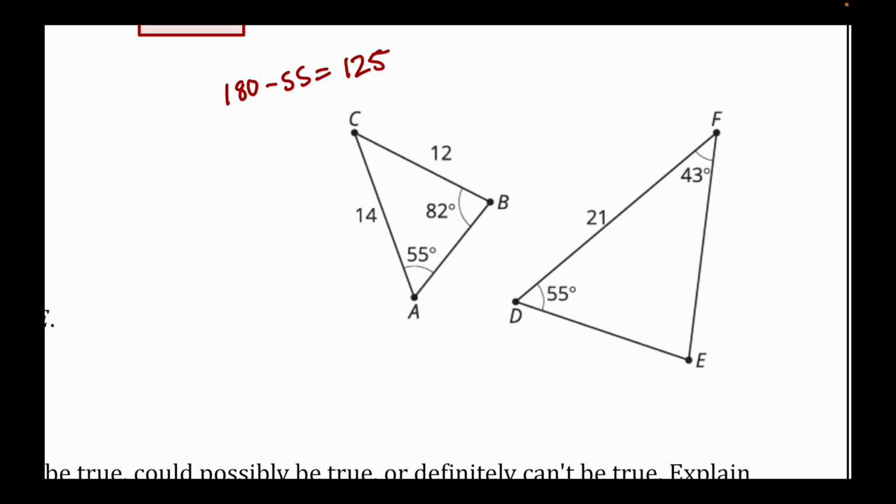So that 125, we basically want to see if 82 and 43 make 125. Or in this case, I can just subtract the 82 to find what the missing angle is for angle C. So if I take this and now subtract 82, guess what? It is 43 degrees.